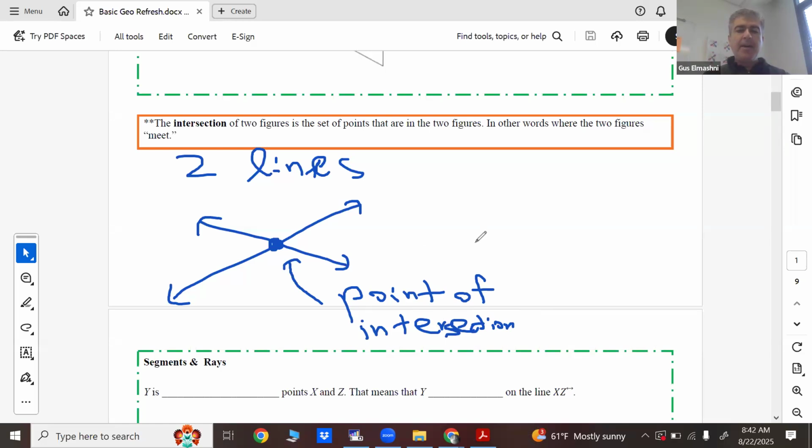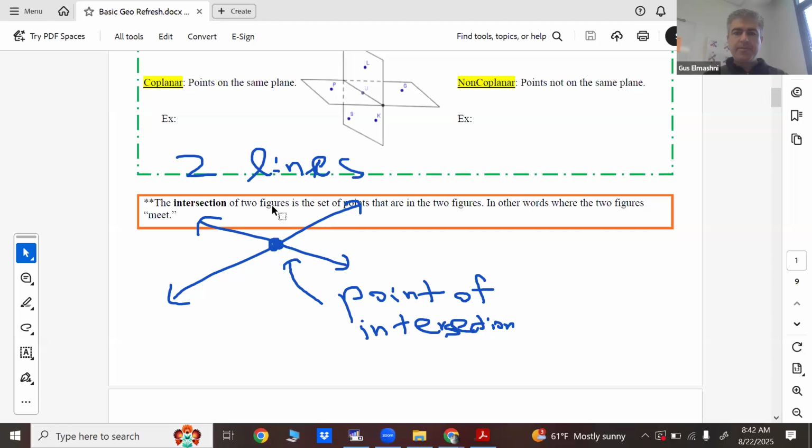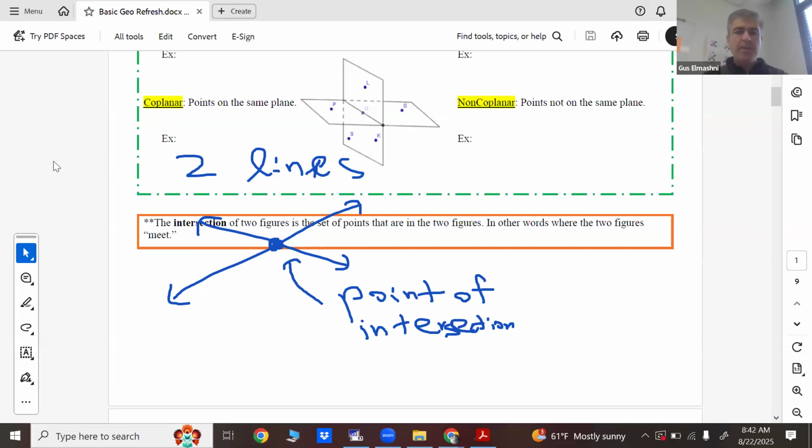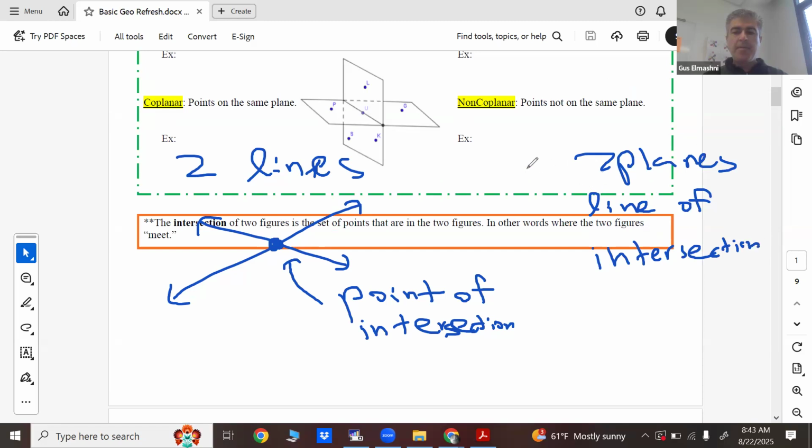Now planes, I don't want to try drawing because it's kind of hard to draw. But for two planes, where they meet, they have a line of intersection. That's what they have in common. That line right there, I can't label it because I don't have enough points to label it, but that would be the intersection.